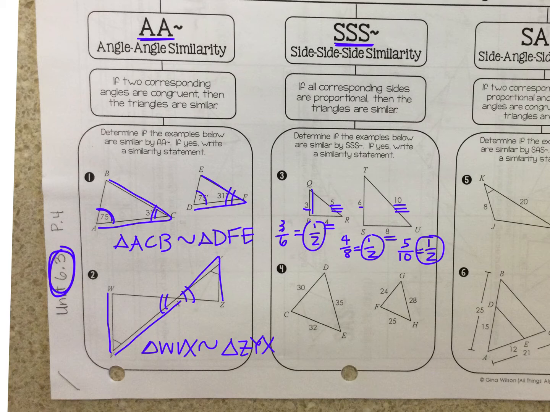So I'm going to go down the small side over the medium. Triangle QPR is similar, down the small side, that'd be triangle TSU.